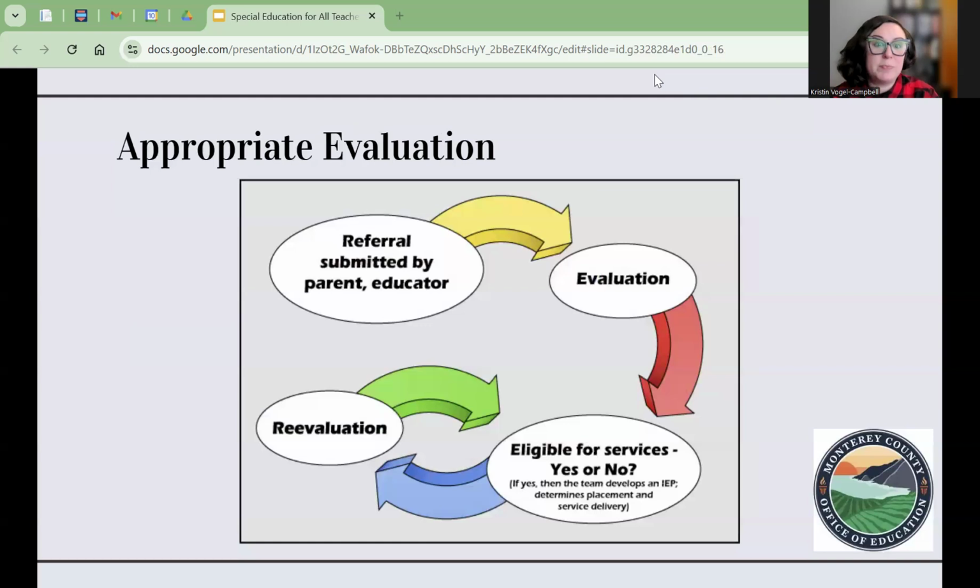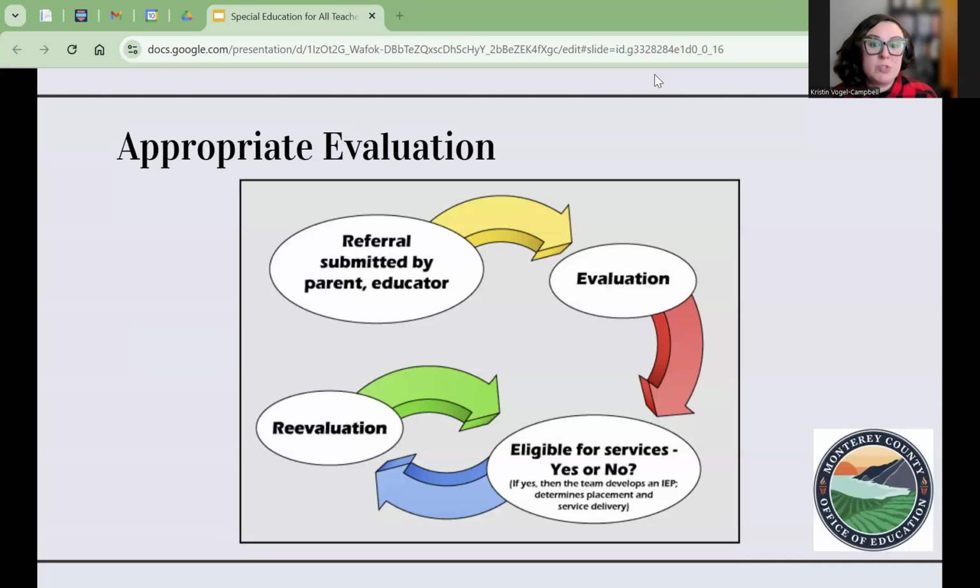Appropriate evaluation. The IDEA requires that schools conduct appropriate evaluations of students who are suspected of having a disability. An appropriate evaluation must be implemented by a team of knowledgeable and trained evaluators, must utilize sound evaluation materials and procedures, and must be administered on a non-discriminatory basis. And we talked about some of those court cases that redefined what non-discriminatory basis means.